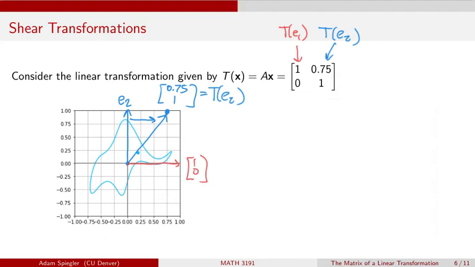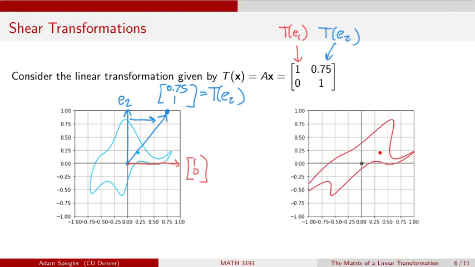And let's take a look at what happens to this elephant when we do that to every point on the elephant. So now this elephant is kind of getting stretched diagonally out, in this case, in this direction over here. And it's getting stretched in this direction over here. So we call this a shear transformation. And there are all other types of shear transformations.